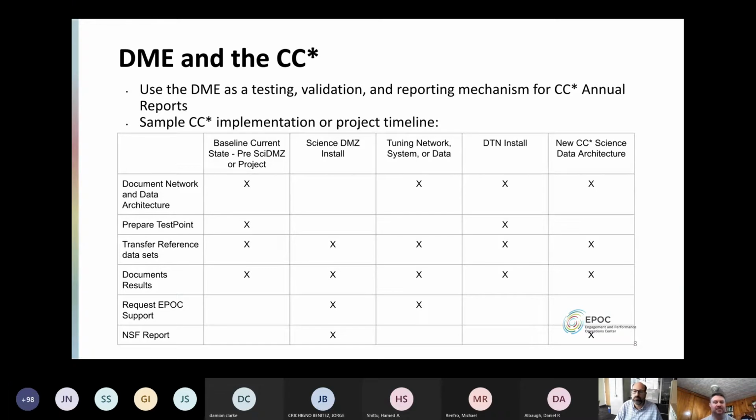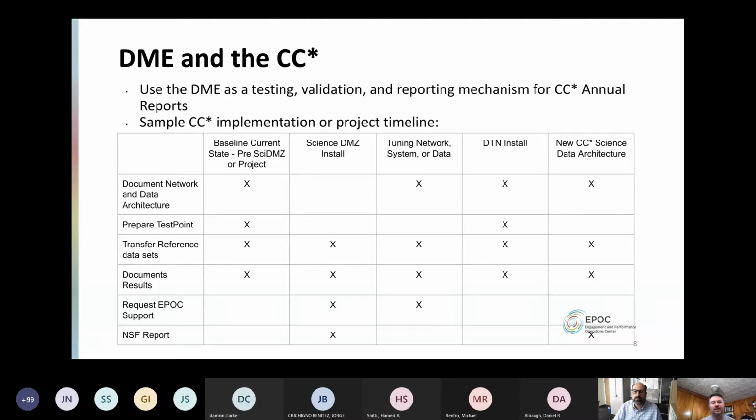So it's kind of like your steady state, or level 0. As you get your Science DMZ installed or your project's kicking off, as you get maybe a component change and an upgrade done, or the prototype built, you can actually go through and retest those reference data sets and then go through the results. And again, if you need any assistance on tuning these pieces, EPOC would be available to run some tests and also provide guidance and assistance on that.